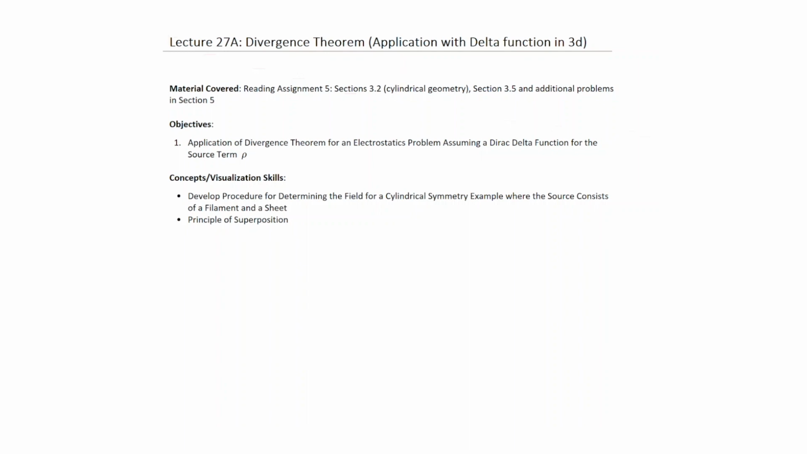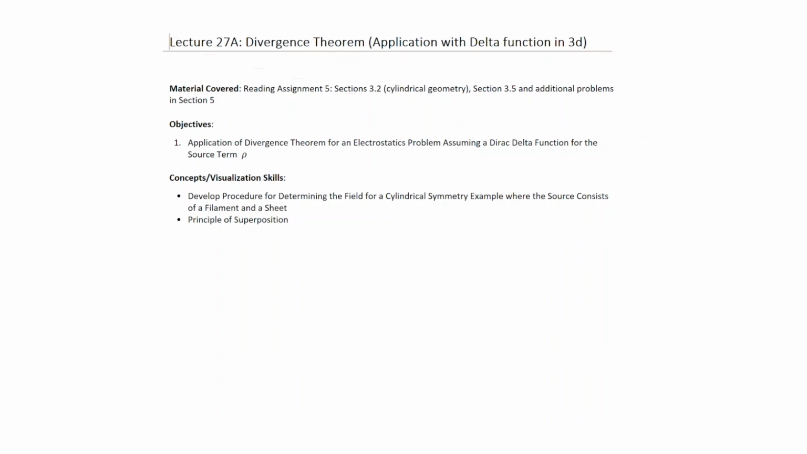So the material for this lecture comes from reading Assignment 5, Section 3.2, which is dealing with cylindrical geometry, and Section 3.5, and additional problems in Section 5 that deal with Dirac delta functions. So the objectives for this particular lecture are the application of the divergence theorem for an electrostatics problem, assuming a Dirac delta function for the source term rho.